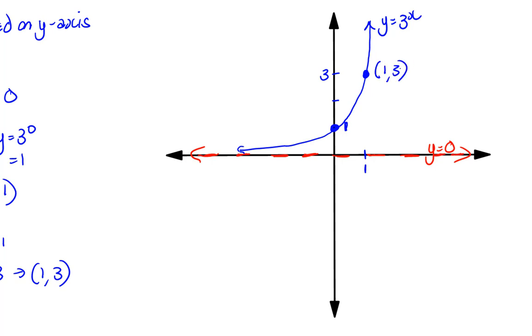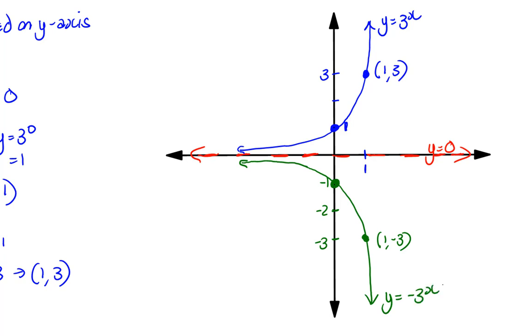So let's go with our reflection on the x-axis. Our y equals negative 3 to the x. So that means our x-axis becomes a mirror. So that 1, 3 point comes down to 1, negative 3. And the 0, 1 point comes down to 0, negative 1. So we're just changing our y coordinate to be the opposite sign. So that's y equals negative 3 to the x.